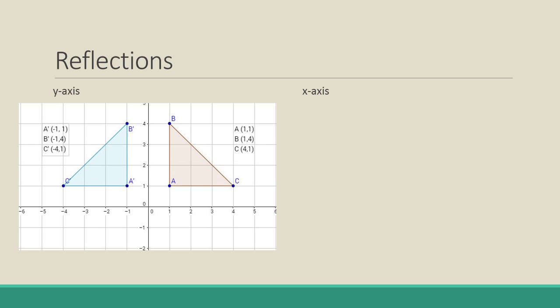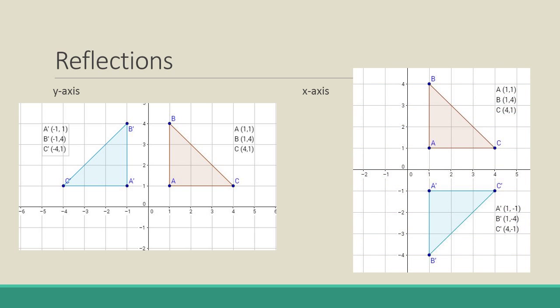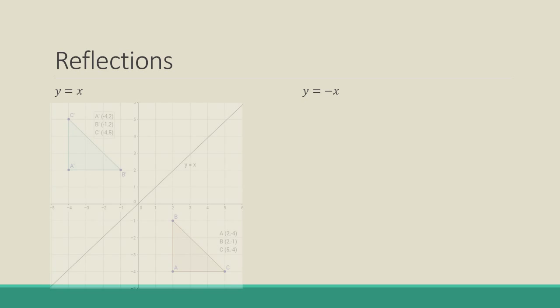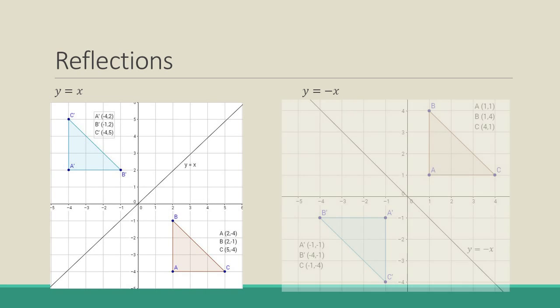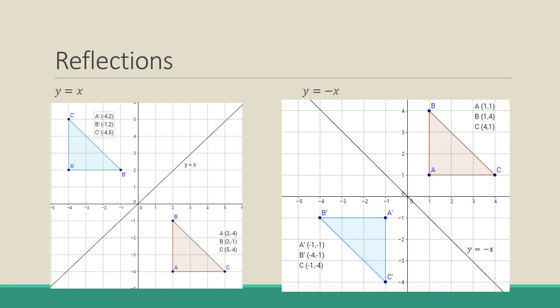And so over the x-axis, it'll look something like this. You start with the red triangle and reflect over the x-axis to get the blue. And then we have our other two examples from y equals x and y equals negative x. And for both of those, you start with the red triangle and then reflect to the blue.